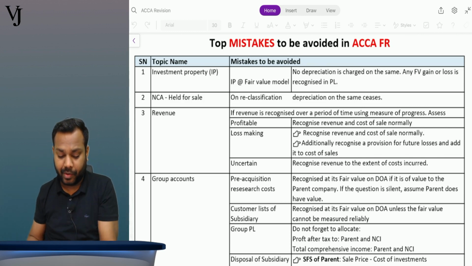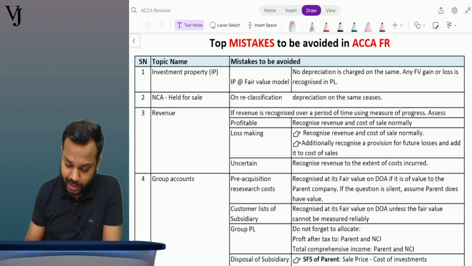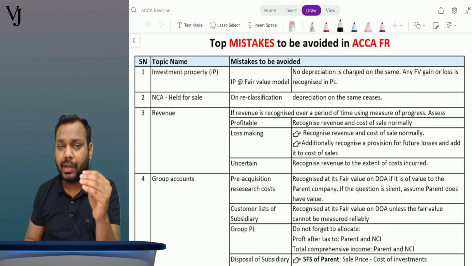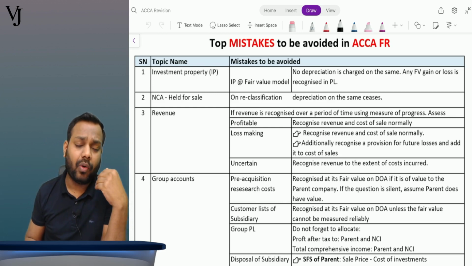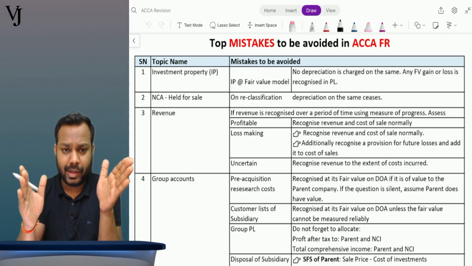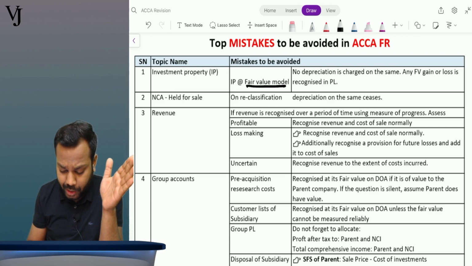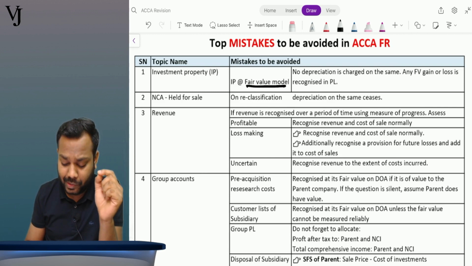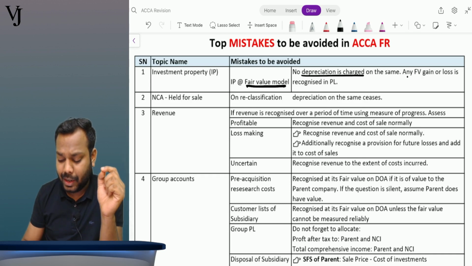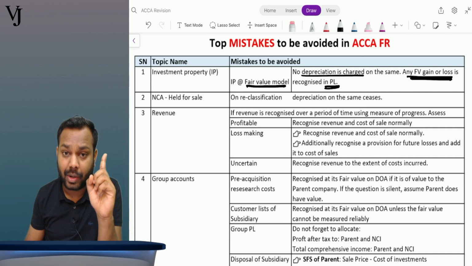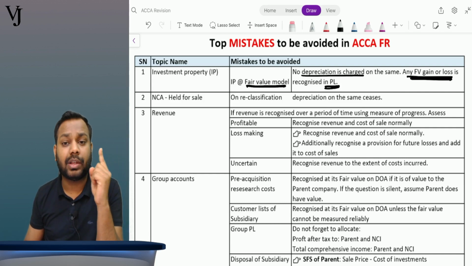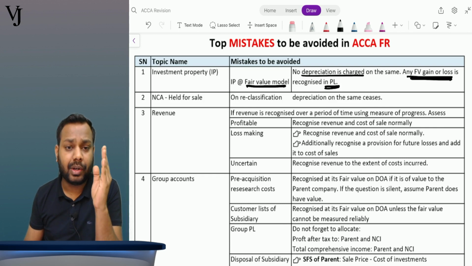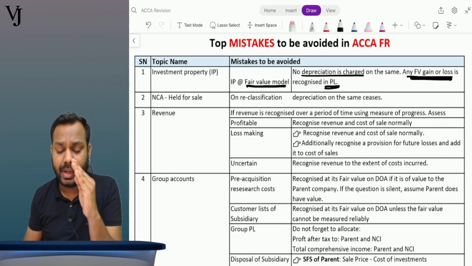Now let us discuss one by one. Investment property. As you know, subsequently it can be measured at cost model or fair value model. If it is under the cost model, we definitely continue to depreciate the asset, but if it's under the fair value model, we do not charge depreciation on the investment property. Rather, any fair value gain or loss is recognized in P&L, not in OCI. The revaluation gain or loss for property, plant and equipment used to go to OCI, but the revaluation gain or loss on investment property will be transferred to P&L.